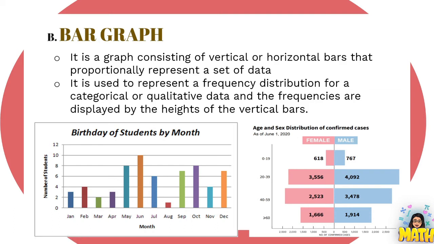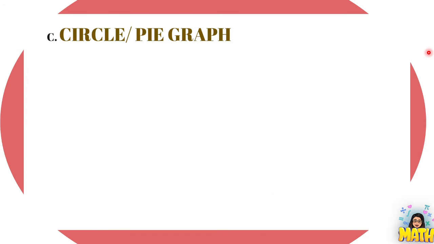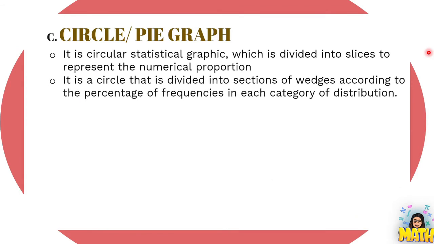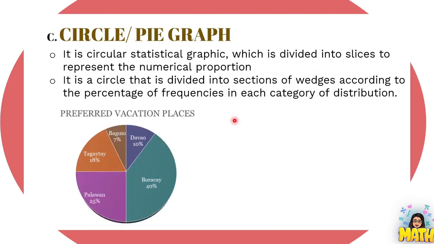So dito, mas mabilis tayong makapag-summarize dahil obvious naman ito sa ating visual presentation. The third graph is what we call Circle or Pie Graph. It is a circular statistical graphic which is divided into slices to represent the numerical proportion. Our graph is circular in shape and it is divided into sections or wedges. And this is according to the percentage of frequencies that fall in that category or distribution.